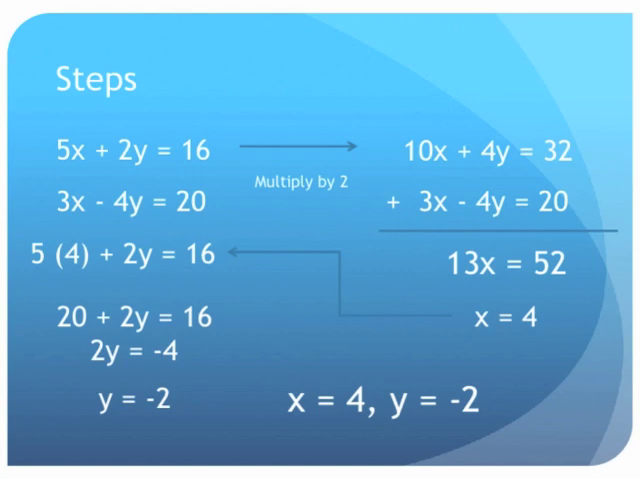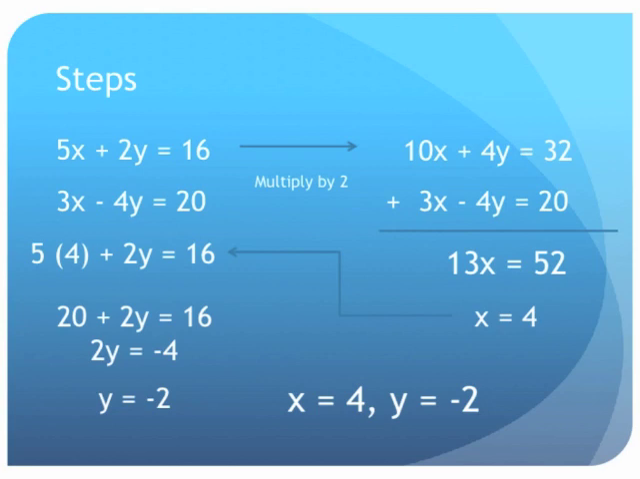Now, if you add the two equations together, then you get 10x plus 3x, and 4y minus 4y, and 32 plus 20, which simplified equals 13x equals 52. Therefore, once you solve for x, you get 4.